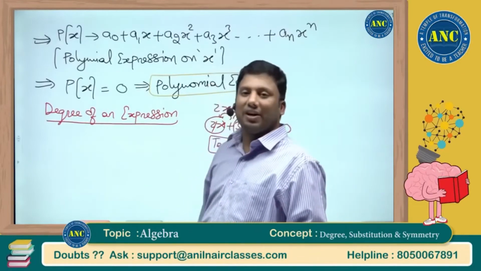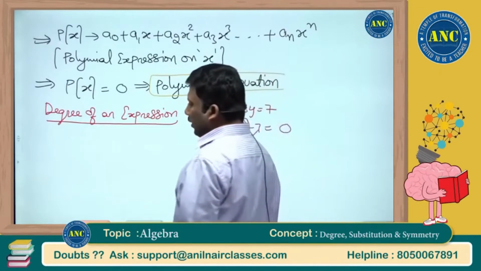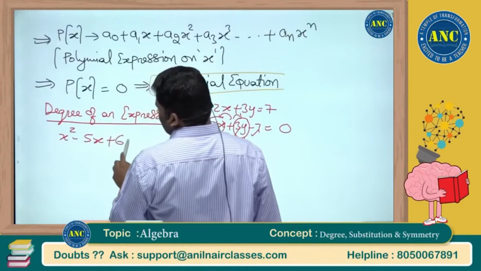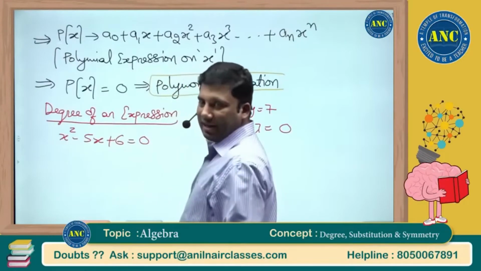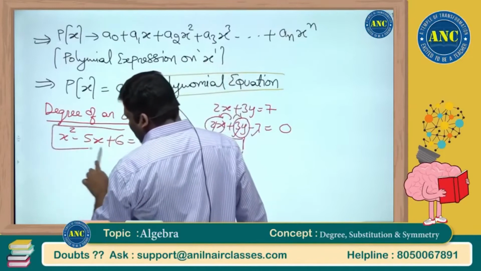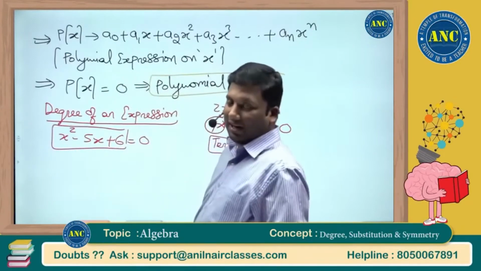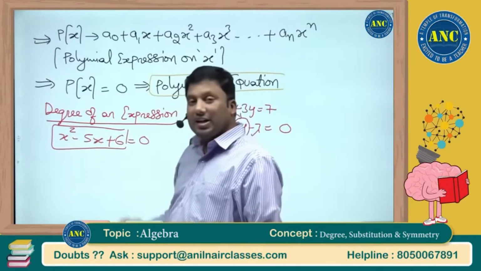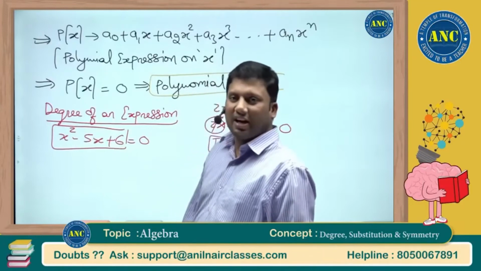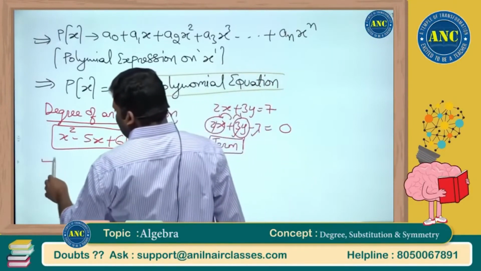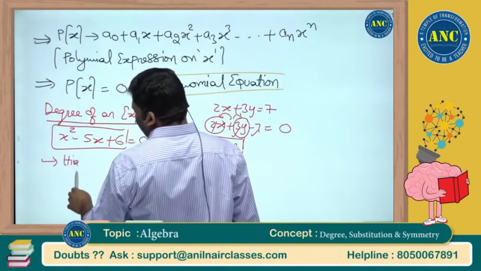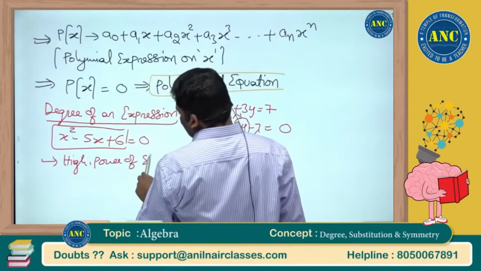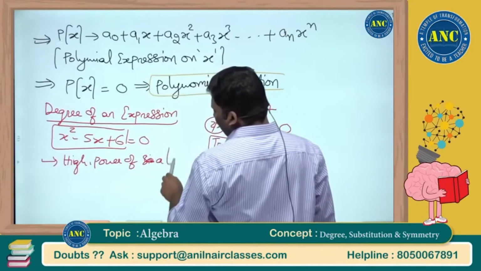Now, what is the degree of an expression? Suppose x square minus 5x plus 6 equivalent to 0. This is an expression. Am I right? How many terms are there? 3 terms are there. One is x square, another is 5x, another is 6. So it is the highest power of a term.